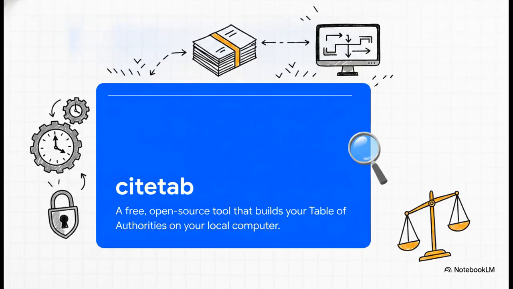Enter citetab. This is the much-needed third option that finally breaks that super frustrating compromise. So what is it? Citetab is a free, open-source tool designed specifically to build your table of authorities for you. But the absolute most crucial part of this whole thing is that last bit. It runs entirely on your own computer. It was built from the ground up to solve the exact problem of time-wasting manual labor without ever asking you to compromise your client's privacy or bend your ethical obligations.